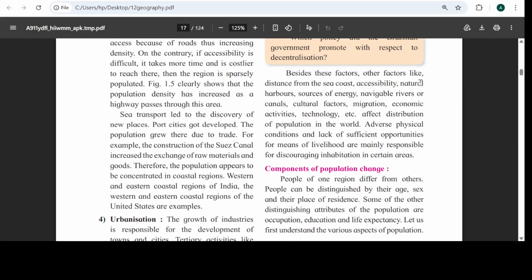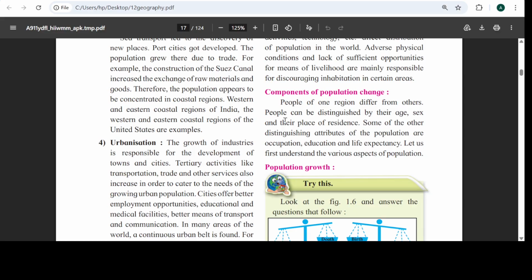Besides these factors, other factors like distance from the sea coast, accessibility, natural harbors, source of energy, navigable rivers or canals, cultural factors, migration, economic activities, technology, etc. affect distribution of population in the world. Adverse physical condition and lack of sufficient opportunities for means of livelihood are mainly responsible for discouraging inhabitation in certain areas.